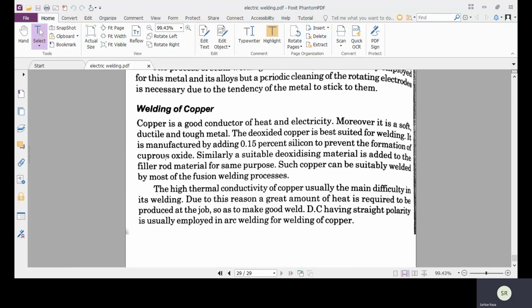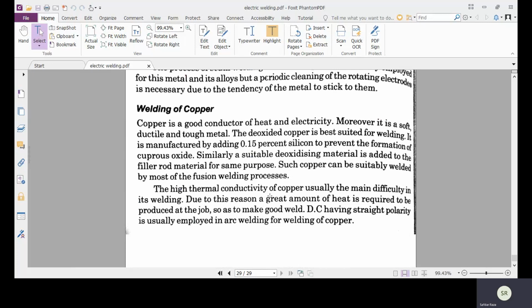And the last topic is the welding of copper. Copper is a good conductor of heat and electricity. Moreover, it is a soft, ductile, and tough metal. The deoxidized copper is best suited for welding. It is manufactured by adding 0.15% silicon to prevent the formation of cuprous oxide. Similarly, a suitable deoxidizing material is added to the filler rod material for the same purpose. Such copper can be suitably welded by most of the fusion welding processes.